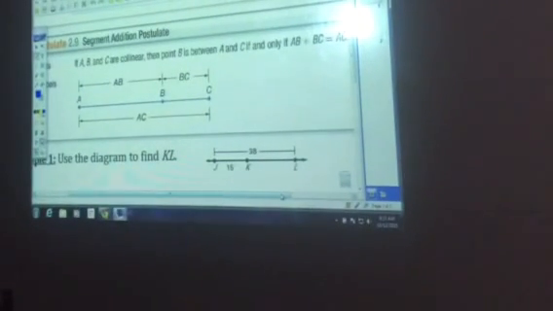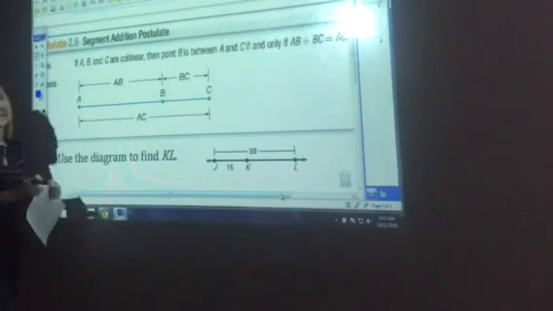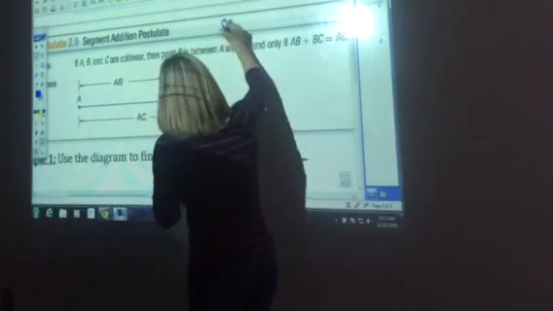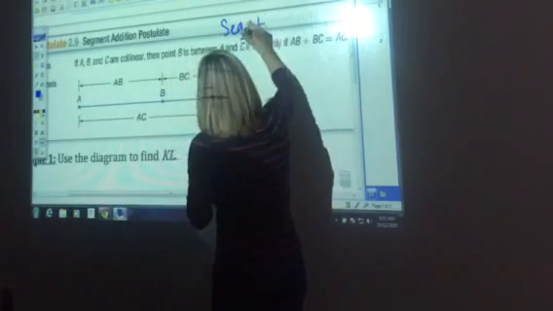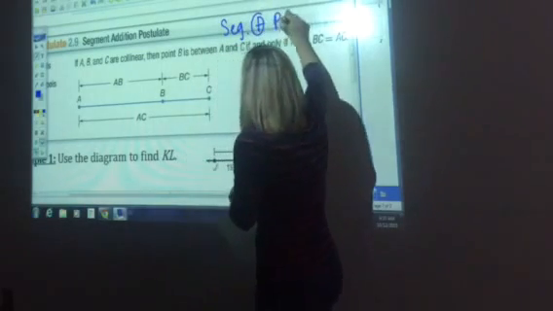So today's lesson, 2.8, is going to feel very similar to what we did in Chapter 1. Our first postulate that we're going to talk about today, and what we've mentioned before, is what we call the segment addition postulate. And you'll see me abbreviate it as segment addition postulate.